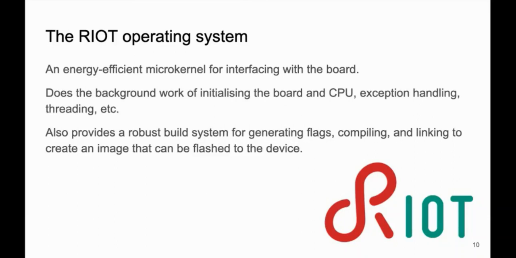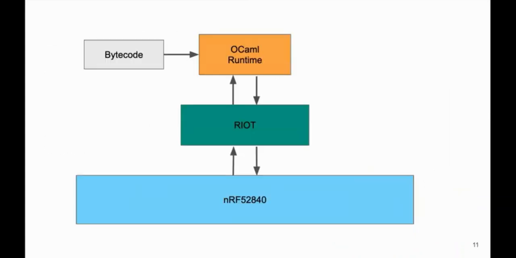And third of all, it provides a robust build system for generating flags for compiling and linking that creates an image that can be flashed to the device. And this build system is really very useful. And so an overview of the current runtime. We have our bytecode given to the OCaml runtime. When the runtime wants a service from the board, it asks RIOT, and RIOT has a board specific implementation, and same in the reverse direction.